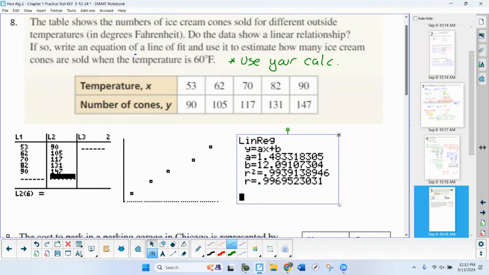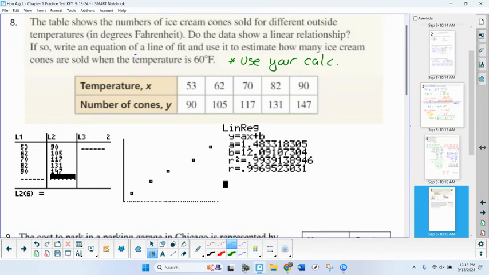Running out of room because I'm dropping all my things here. But when I ask you for the model, that's the equation. What's the equation you would write here? Y equals 1.48x plus 12.09. Okay. Are you guys cool there? Round to 2 decimal places. Now, estimate the number of cones that will be sold when the temperature is 60 degrees.